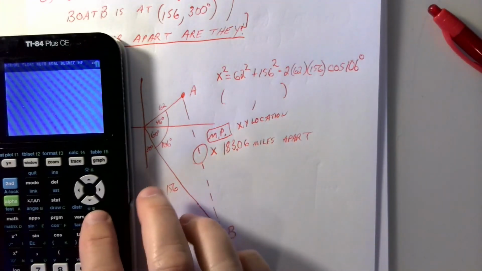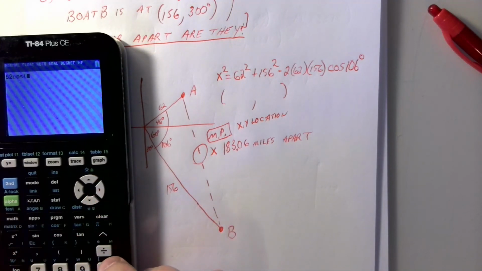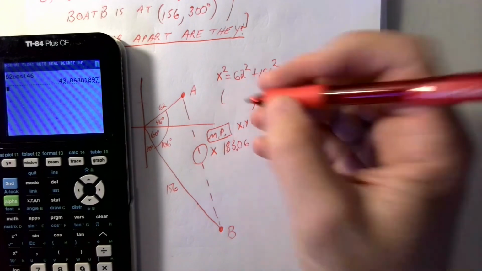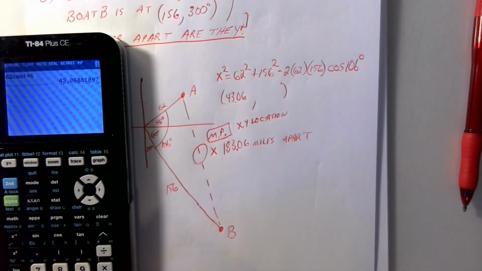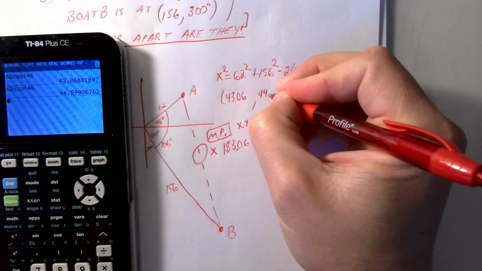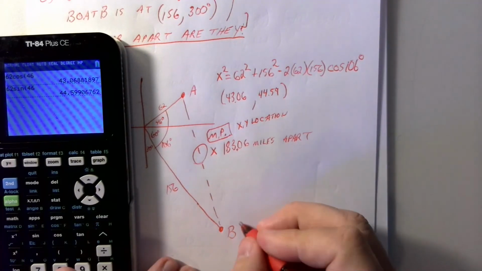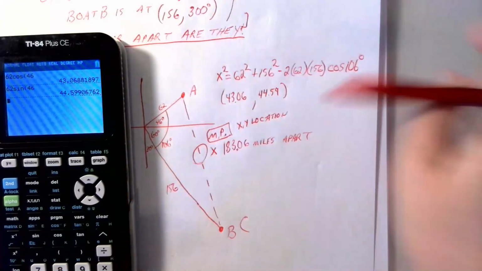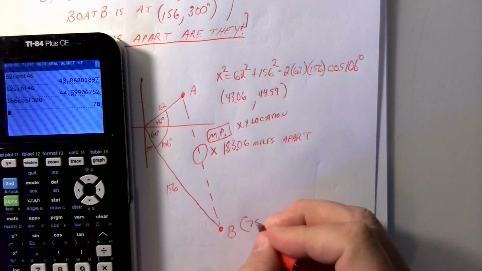So I'm going to go to my calculator here, and I'm going to do 62 cosine 46, enter. I get 43.06. I'm going to do 62 sine 46 degrees. I'm going to get 44.59. And now I'm going to do these ones down here. Same thing again: magnitude cosine 300. So 156 cosine 300. I get 78.